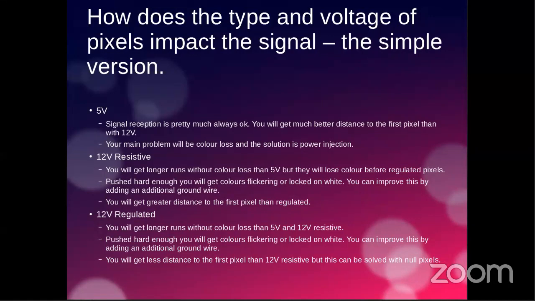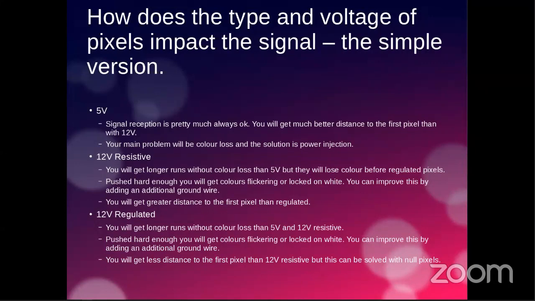And that's just because they provide the voltage to the 2811 chip slightly differently, which means regulated pixels have a tendency to provide 5 volts more reliably to the 2811 pixel. And paradoxically, that actually is a problem rather than a good thing. And obviously the reverse then applies for regulated. You get longer runs without color loss. You will get flickering or locked on white, and you can improve it by adding that ground wire, and you'll get slightly less distance to that first pixel.